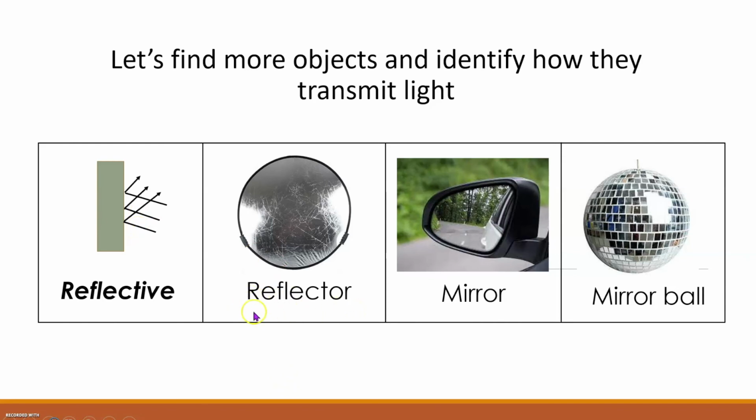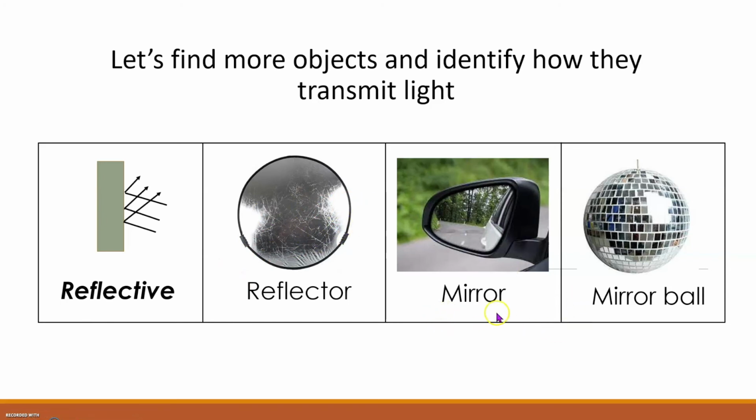The first object is a reflector. Everybody repeat after me: reflector. Very good. Is a reflector a reflective material? Very good. Yes, coming from the word reflect. It is a reflective material because the light does not transmit but bounces off.